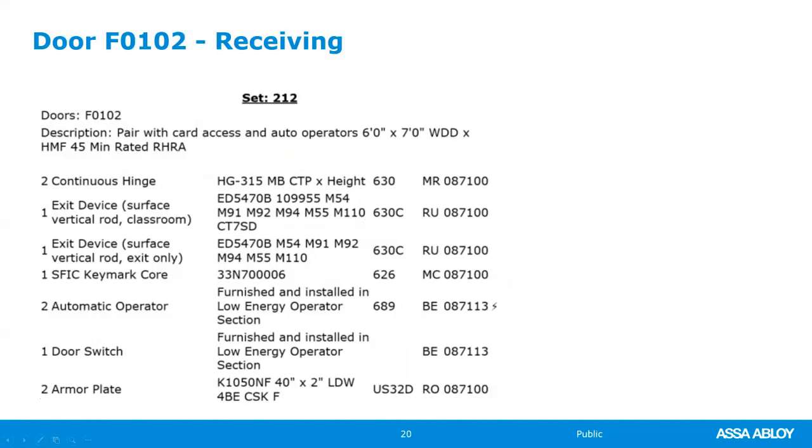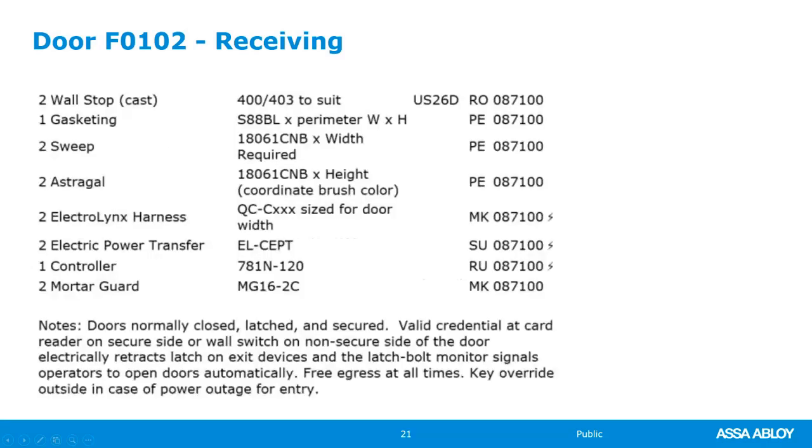So the other door being metal, the 7000 device made more sense. This one being a wood door, it makes more sense to have it surface vertical rod, less bottom rod. Good question, good catch. But you notice that we do have a controller. We'll talk about that when we get to the actual breakdown of the hardware set and the differences. Here is the hardware set.